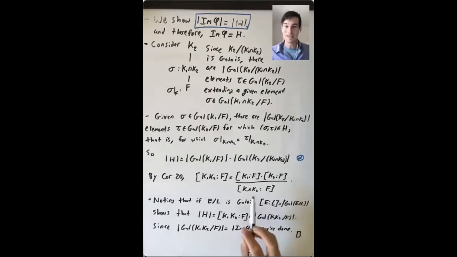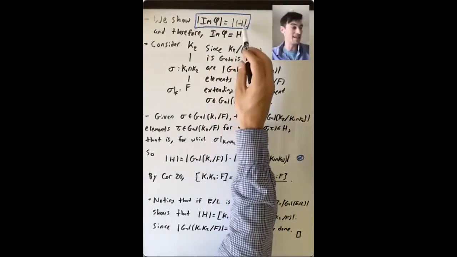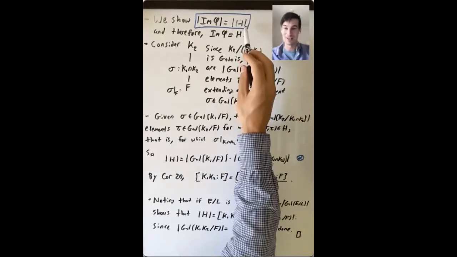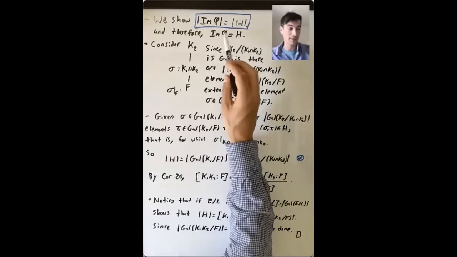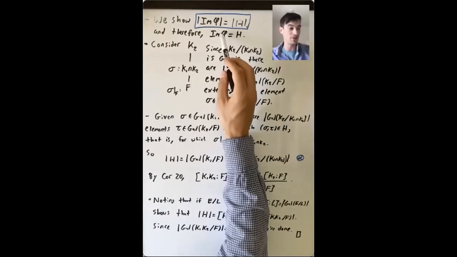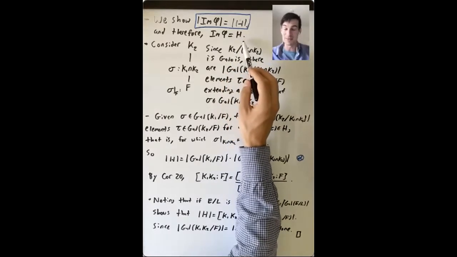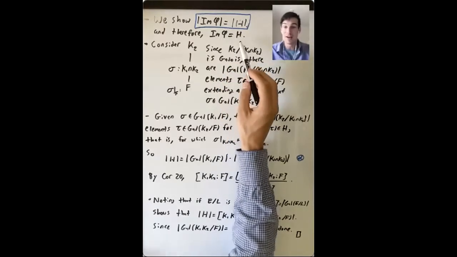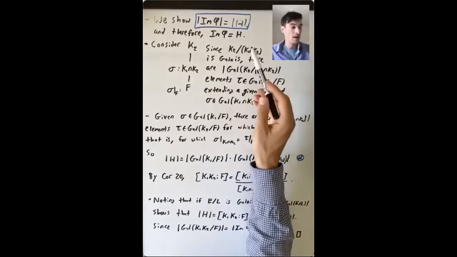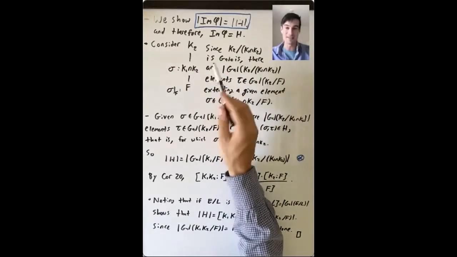Our goal is going to be to show that the size of the image of phi is equal to the size of H. And therefore, the image of phi will be equal to H, because we've already shown that the image of phi is contained in H. So if we have two finite sets of the same size and one is contained in the other, then they're equal. Okay, so the big idea is going to be an isomorphism extension statement.